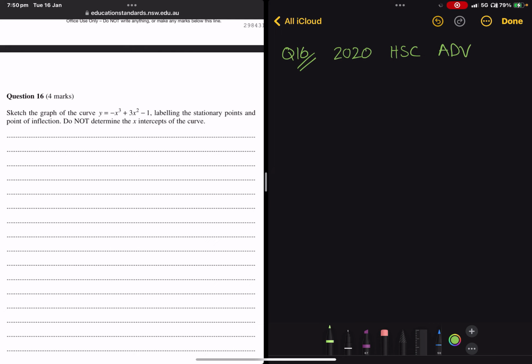So we're given a cubic function. We're told to sketch the graph of the curve. So the curve in question is y equals minus x cubed plus 3x squared minus 1. We are to label the stationary points and the point of inflection. And we're told not to determine the x-intercepts of the curve.